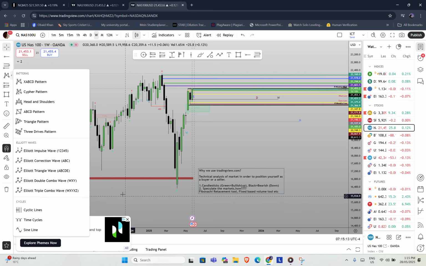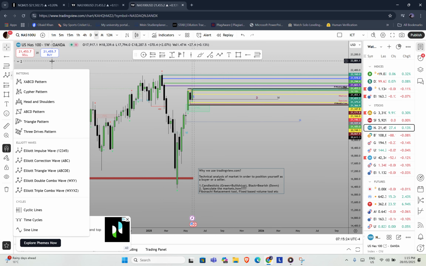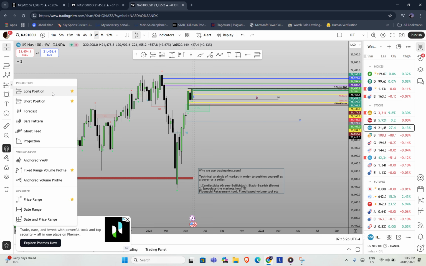In this Elliott wave, some traders use these trading techniques as well. For example, it can be used like this, marking every level, but it is not really helpful. For me, it's not.